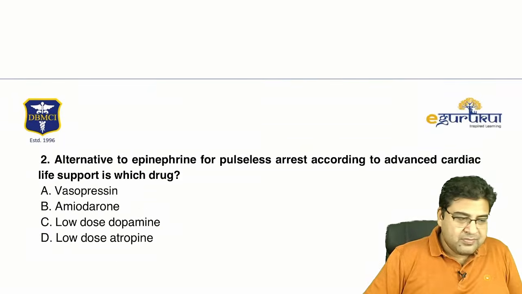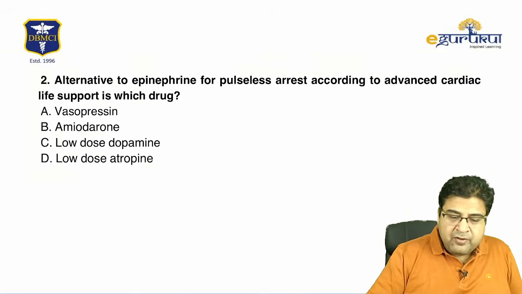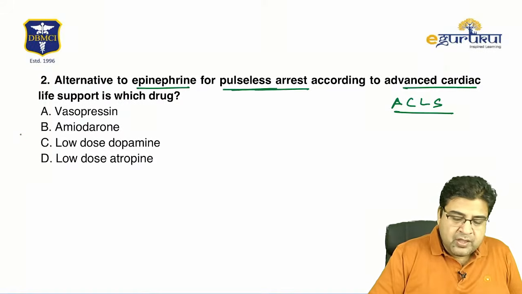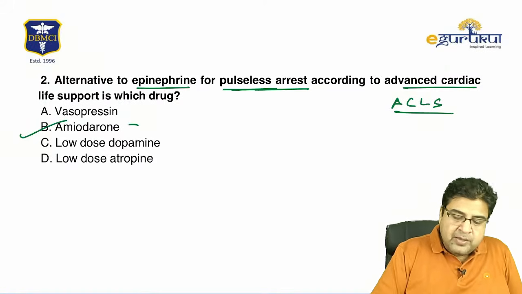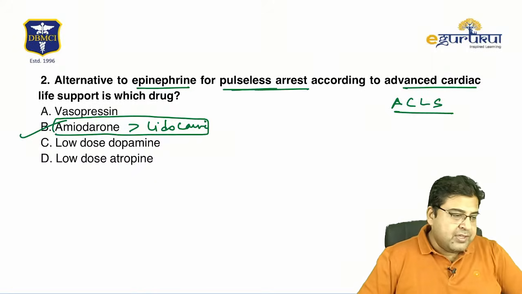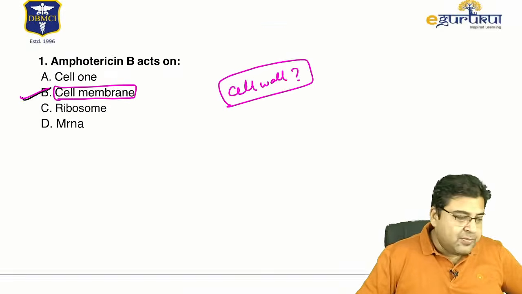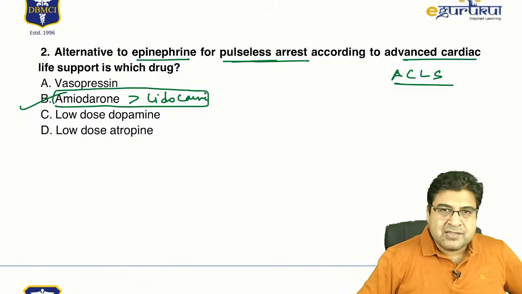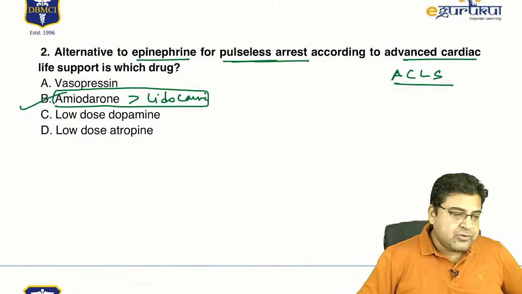No problem. Now, the alternative of epinephrine for pulseless arrest in ACLS, advanced cardiac life support. Which drug is used? The answer is amiodarone. Amiodarone and lidocaine are the two medicines that we use in patients in ACLS. Yes, echinocandins is the answer to the earlier question. They are the cell wall inhibitors that we have covered. So amiodarone and lidocaine are the medicines that we can use in pulseless arrest, in patients of cardiac arrest.